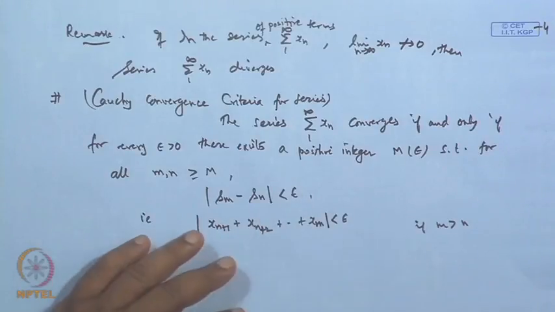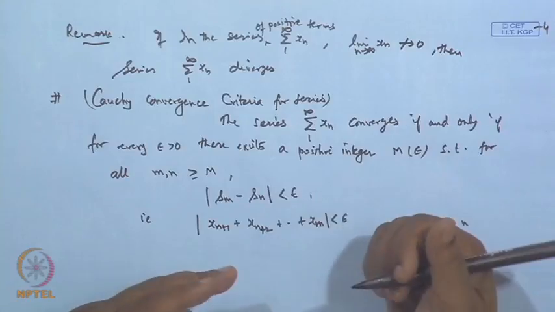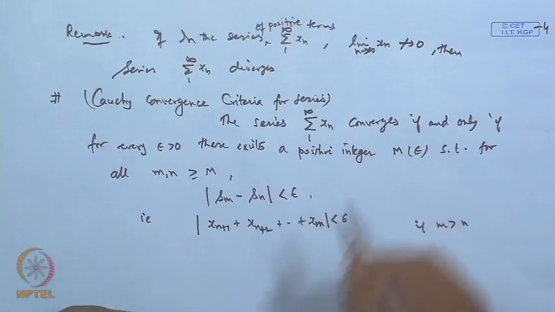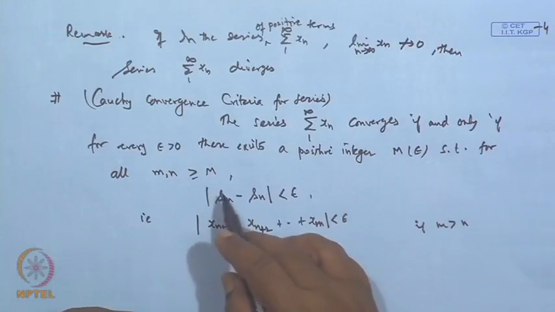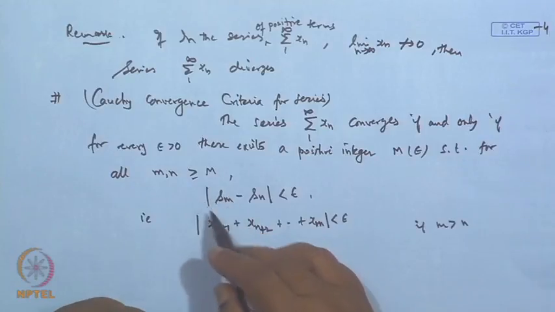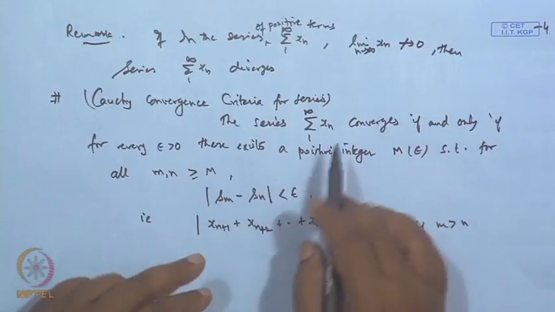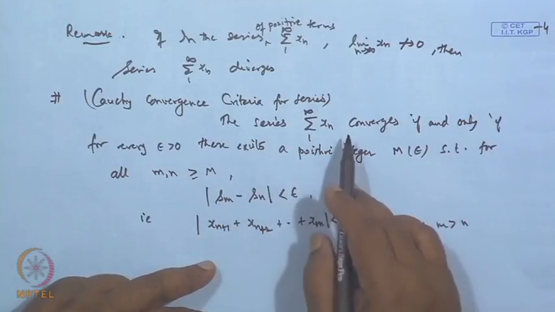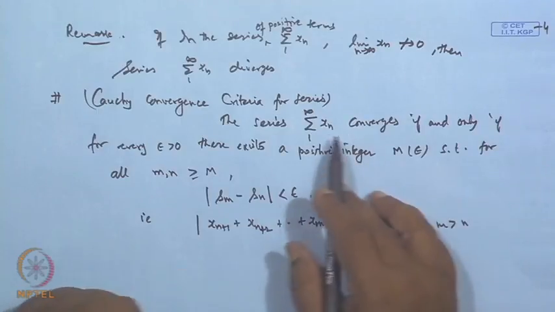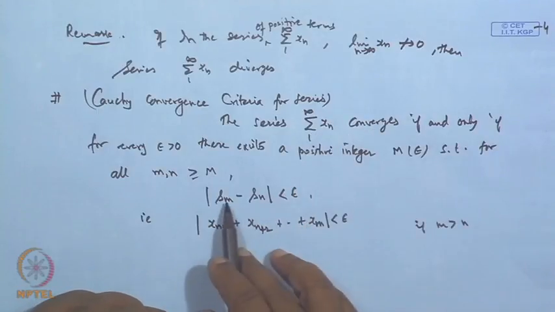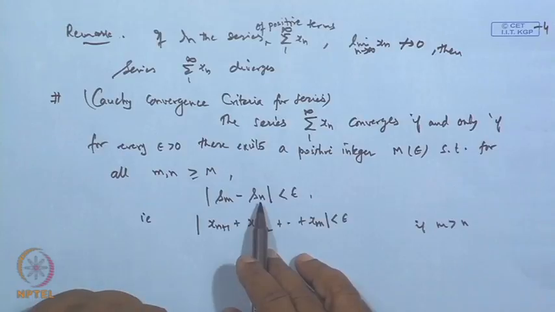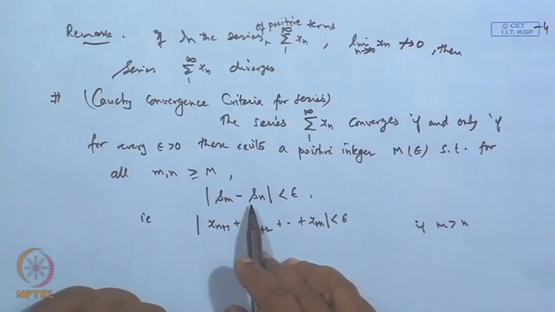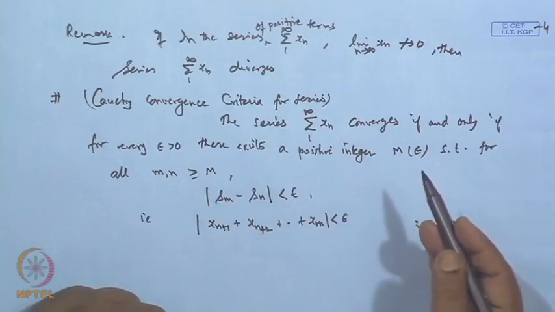Clear? And obviously, we have defined the convergence of the series as when the limit of the sequence of partial sums S_m exists. So, when the limit of the sequence of partial sums exists, only then we say the series converges. So, suppose the series converges. So, the limit of S_n exists. It means the limit of S_n exists means it must satisfy the Cauchy convergence criteria.